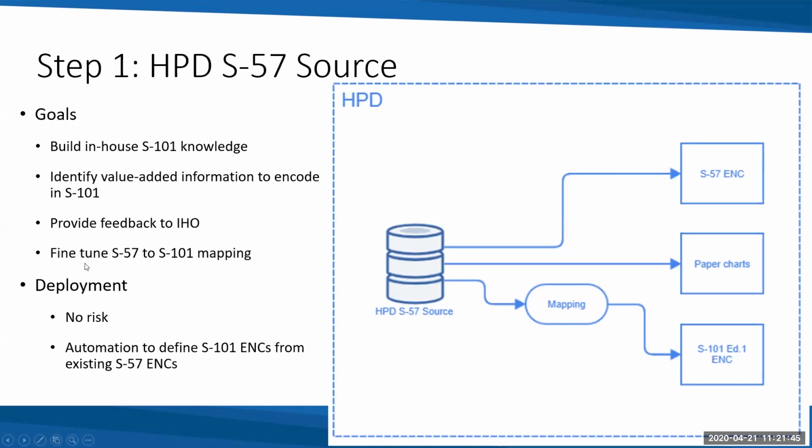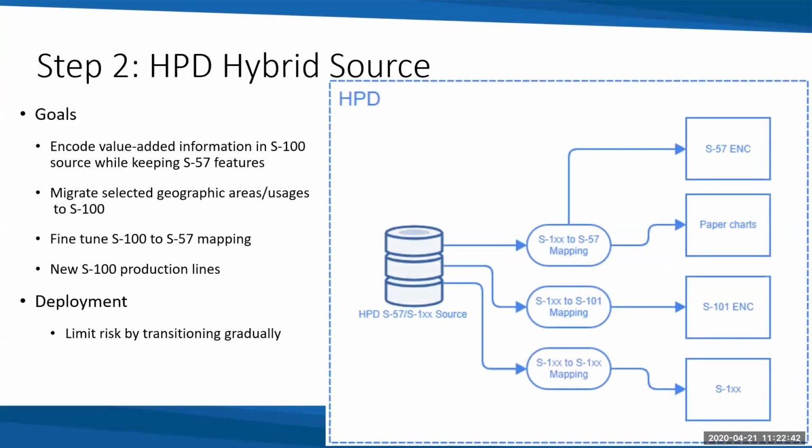And finally, fine-tune the mapping between your S57 source and your S101 product. And this will be very helpful for the next steps, when you're migrating your S57 source database to an S100 source database. This deployment has no risk because you're continuing business as usual with your current production line. The S101 production line is done in parallel, using the same source that you are using for your previous production lines. And we have tools to automatically define S101 ENC from, for example, existing S57 ENCs to reduce the amount of work. The second step, the HPD hybrid source.